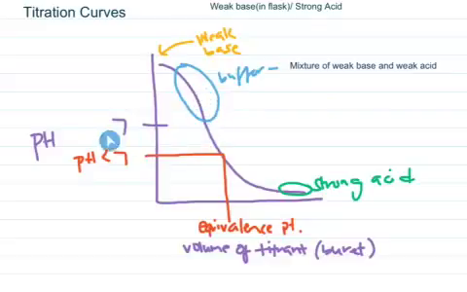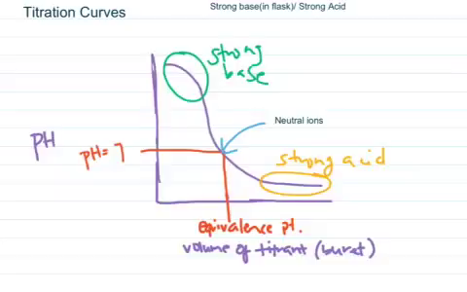It passes the pH of 7, and when it hits its equivalence point, when we're at a weak base in the flask to a strong acid, which is in the burette, we get a pH that's going to be less than 7, and then it goes down to the strong acid. Now let's take a look at a strong base with a strong acid.